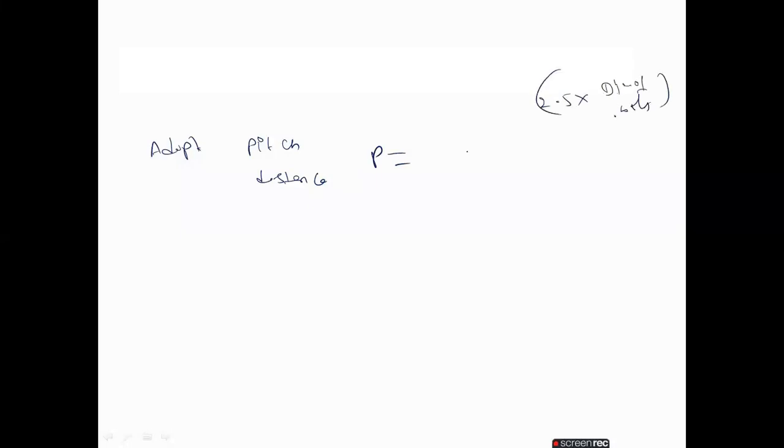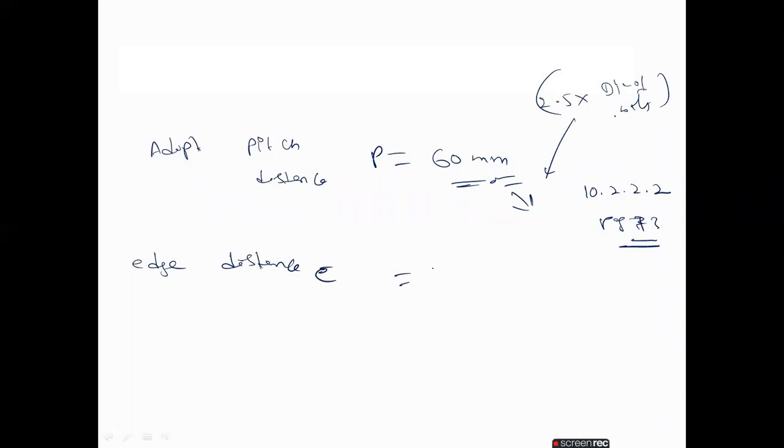So what happens? We will get around 60 mm. Okay, this is available in clause number 10.2.2.2 on page number 73. Okay, same like that, adopt the edge distance. It is around e equal to 40 mm. This is also available on page number 74, clause 10.2.4.1.